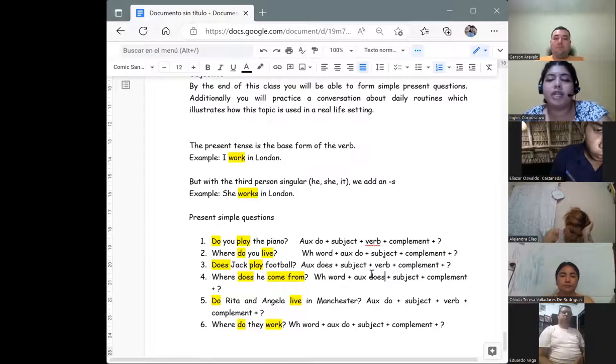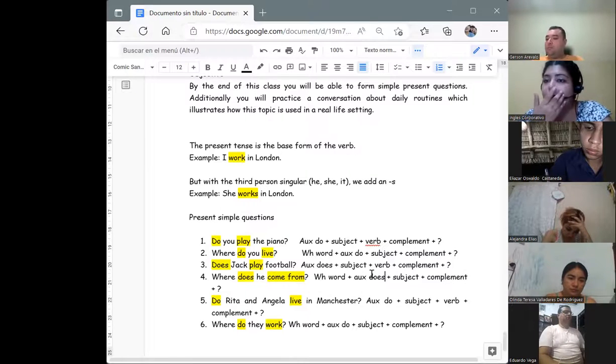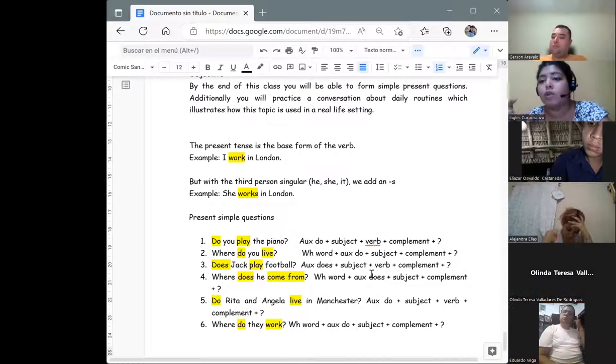Primero podemos poner el auxiliar do or does, then the subject, then the verb, then the complement, and the question mark. Or we can create a statements or questions with WH word plus the auxiliary do or does, plus the subject, plus the complement, plus question mark. Podemos utilizar esas preguntas haciendo el uso de las WH words que ya las conocemos. What, when, where, why, who, how come, and a lot of words more. Y así creamos nuestras preguntas utilizando el do y el does.